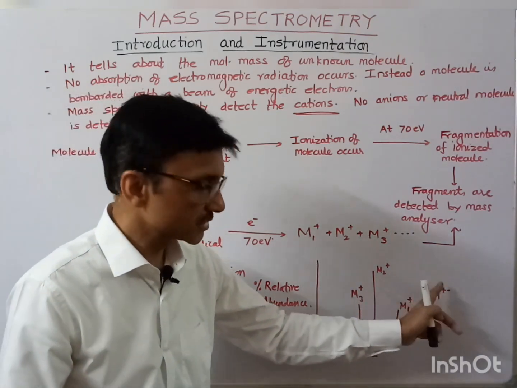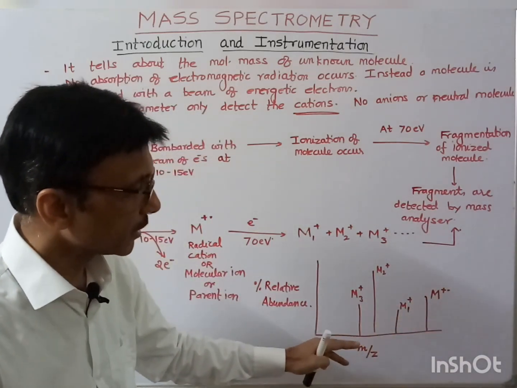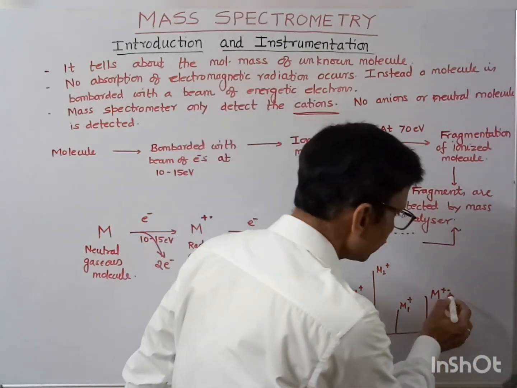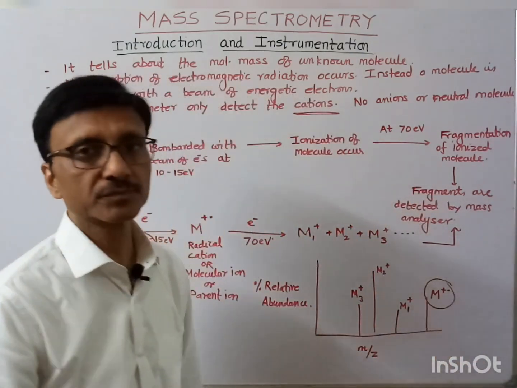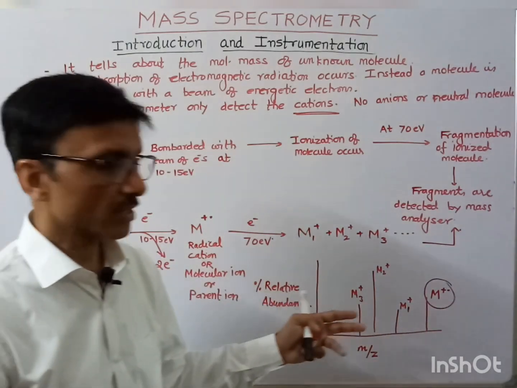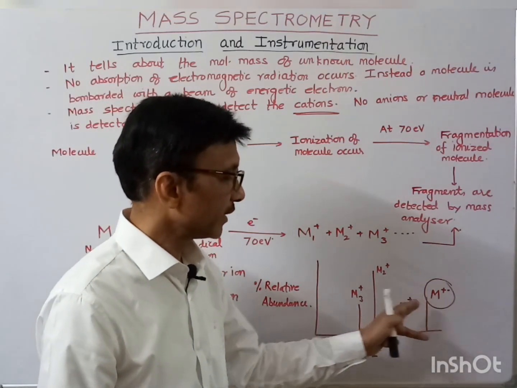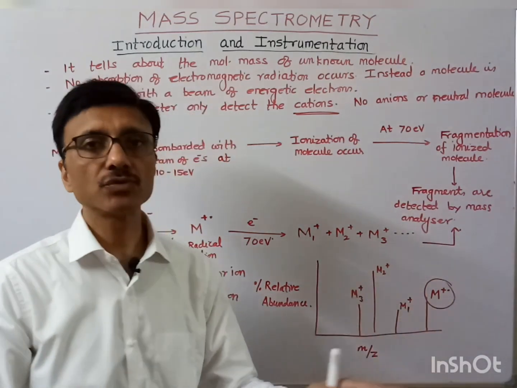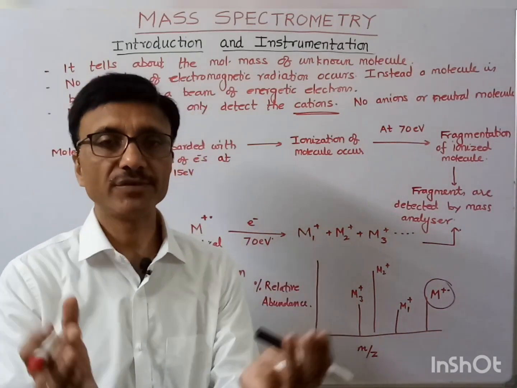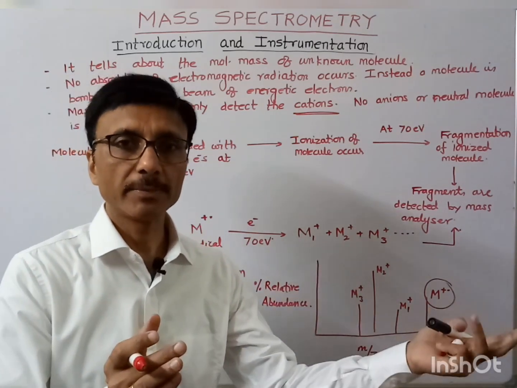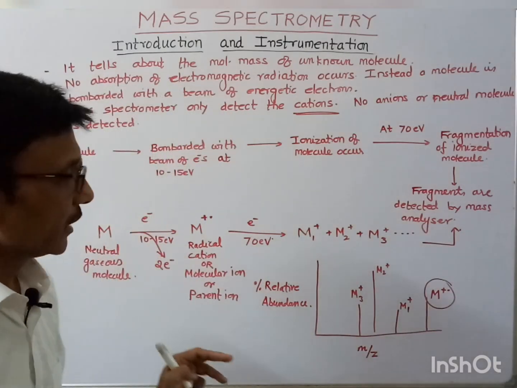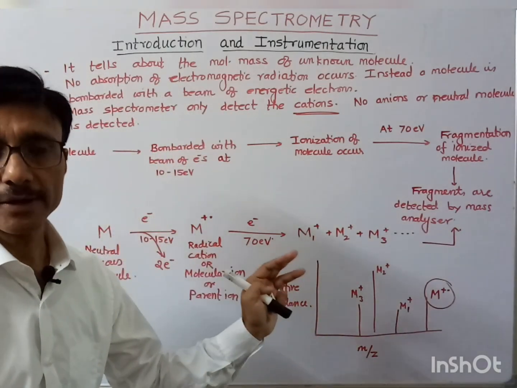From this spectrum, the peak on the right side of the spectrum will tell you the molecular mass of the unknown molecule. The rest of the peaks give you other information about the molecule: either some benzene ring may be there, some other ring may be there, some aliphatic chain may be there, like this. So this is the main introduction.